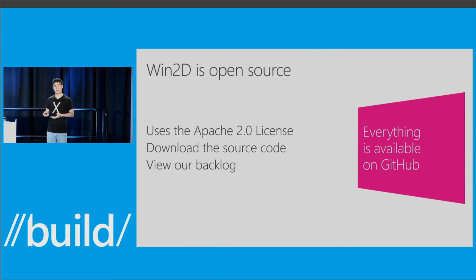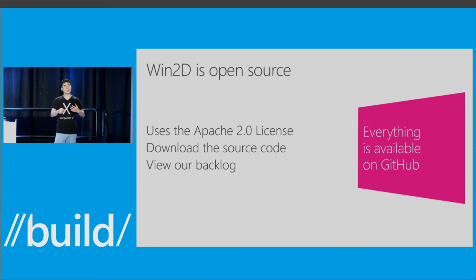And Win2D, we first announced it in September of 2014. And we started shipping our first NuGet packages a couple months later. And we're proud that from day one, every single line of code that goes into Win2D has been available on GitHub under the Apache 2.0 license. So we think that making Win2D open source gives you guys two key benefits.